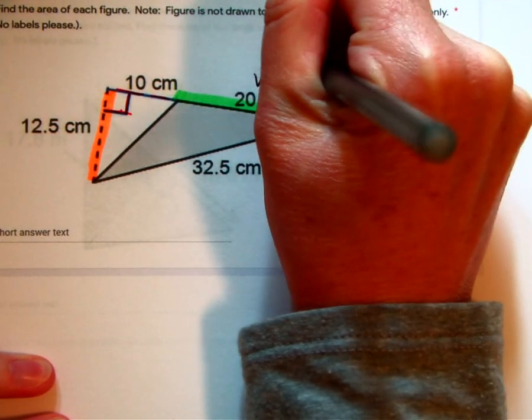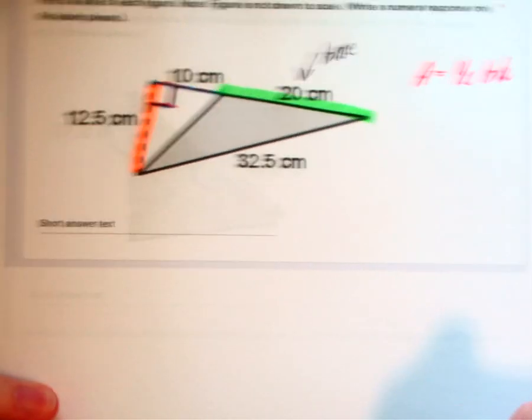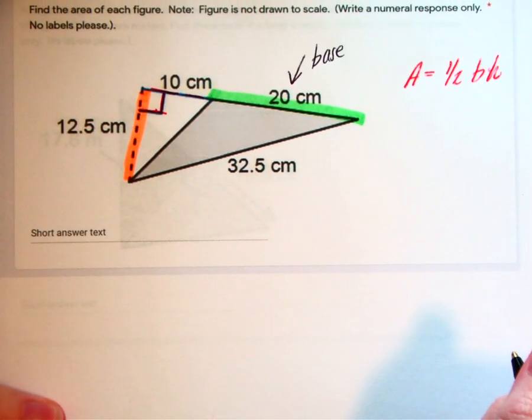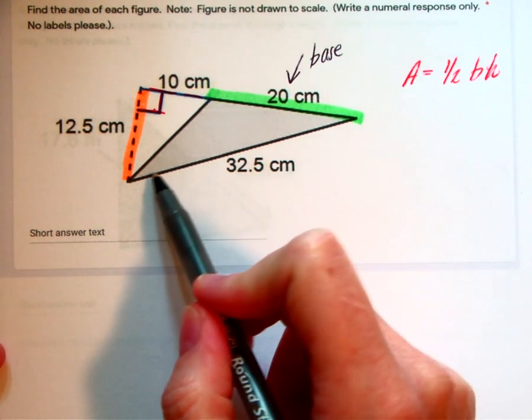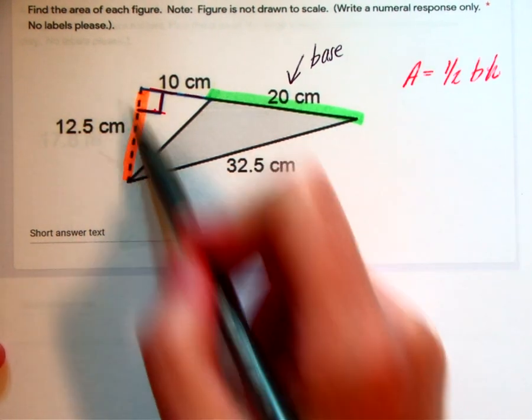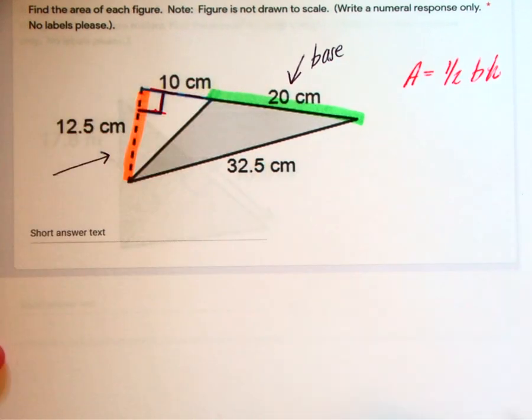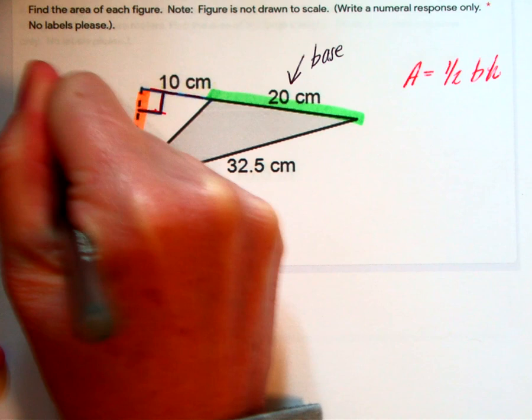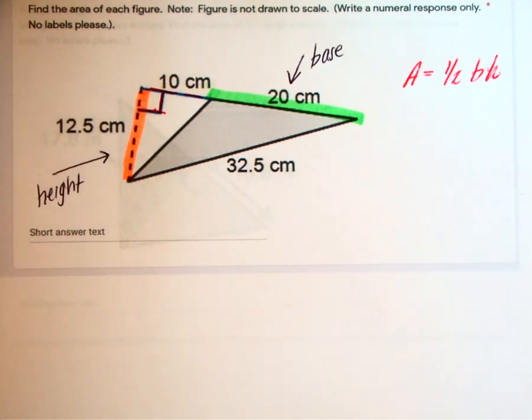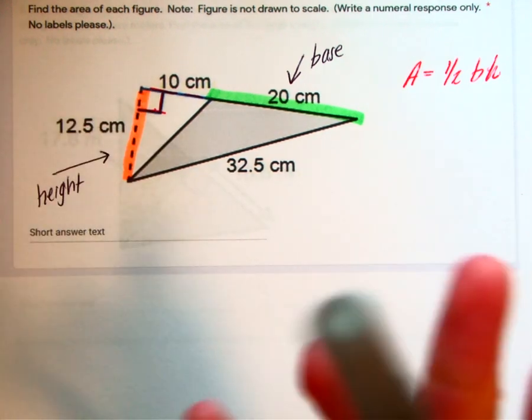So that's going to be your base. And it might feel unusual because it's not at the bottom. I think a lot of people want to make this the base, but then there's nobody that's 90 degrees to it, so it gets a little confusing. And that's your height. And now that we're comfortable knowing who is who, we can just put it into the formula.